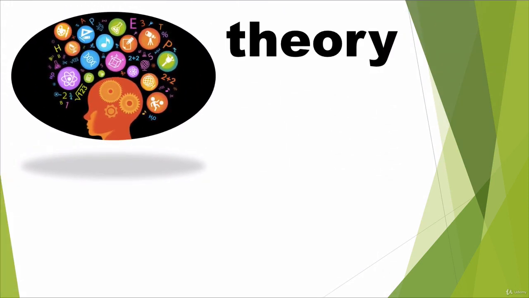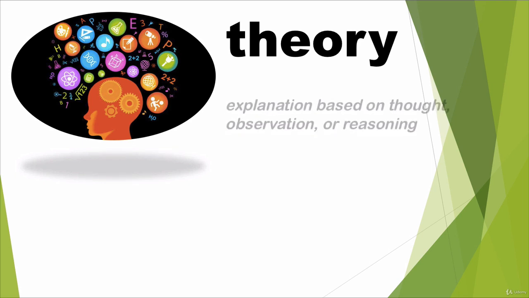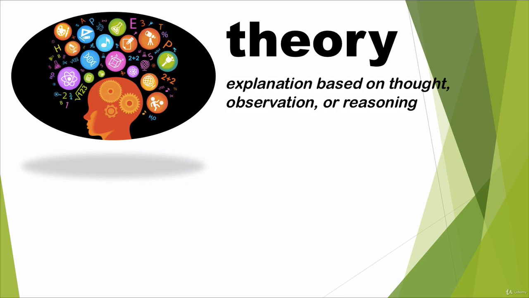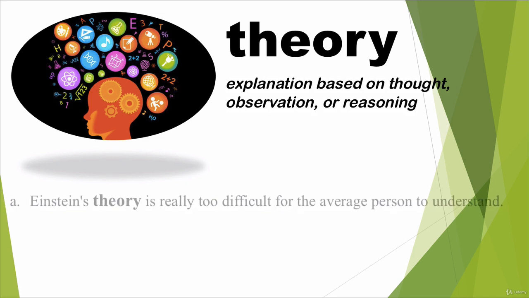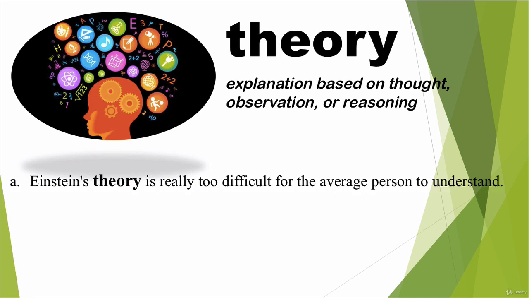Theory. You can see in this picture the man has lots of theories. So theory means explanation based on thought, observation, or reasoning. Einstein's theory is really too difficult for the average person to understand.